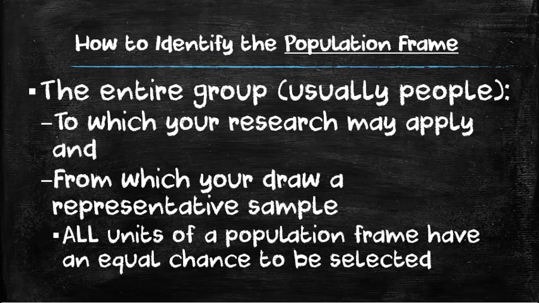Now, sampling isn't always possible. Sometimes you have a very, very small group that constitutes your population frame. As an example, my population frame may be one kindergarten class, in which case I'm not going to draw a sample. So sampling only happens when you have a population frame that is so big that you couldn't possibly research every single person within that population frame. Let me give you an idea of what I mean here.